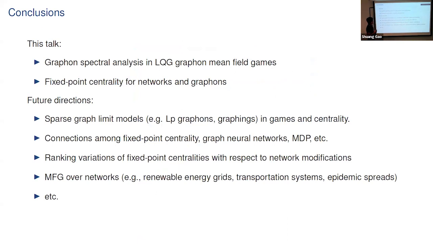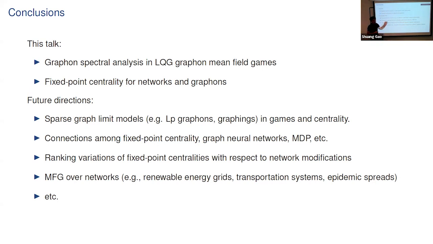Okay, so to summarize this talk, I presented to you the spectral analysis of graphons and how to use that in studying LQG graphon-mediated games. And then afterwards, this leads to a natural definition of a centrality, which we call fixed point centrality. So for further directions, it's important to look at sparse graph limit models and how that can be used in the games and in centralities. And to investigate the connection between the fixed point centrality and graph neural networks.